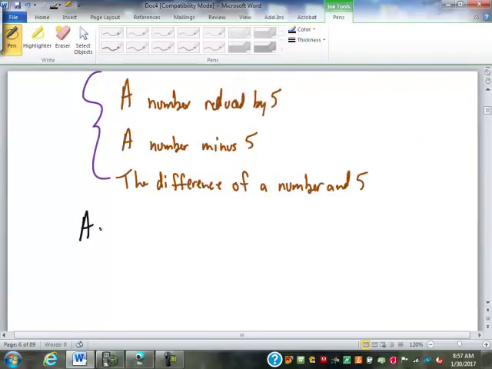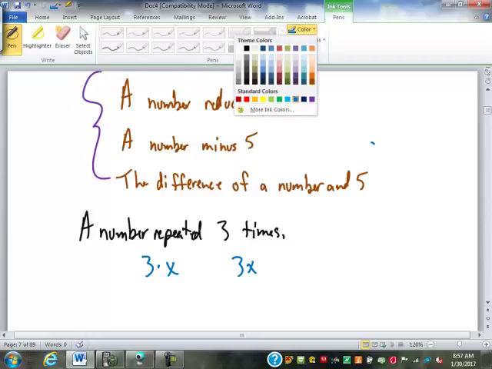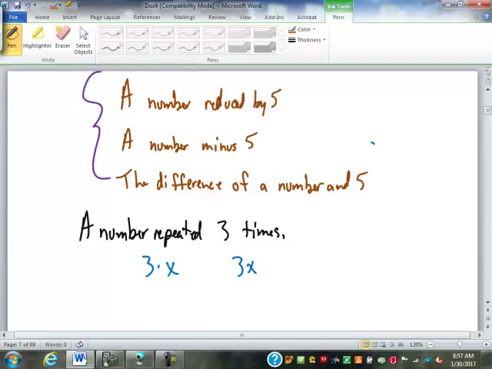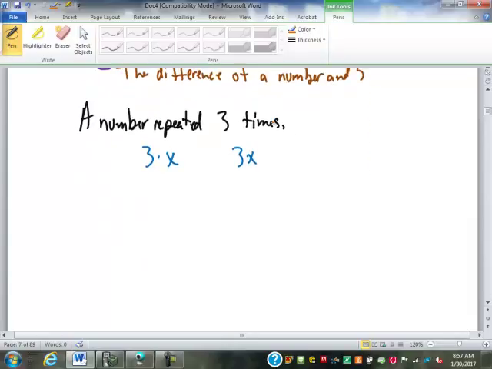How about this one? A number repeated 3 times. What's that going to be? 3 times x, or it could be just 3x. We don't have to put the times in there, right? And again, it could be any variable. You could use n, p, whatever you wanted to do for the missing number. Again, be careful in MyMathLab, so make sure you see what it tells you to use.